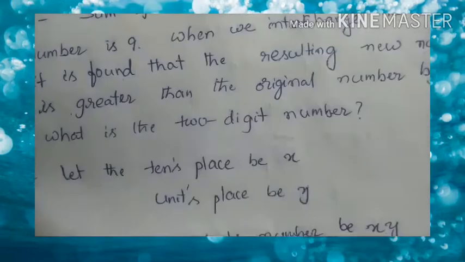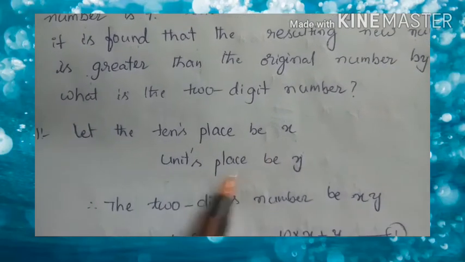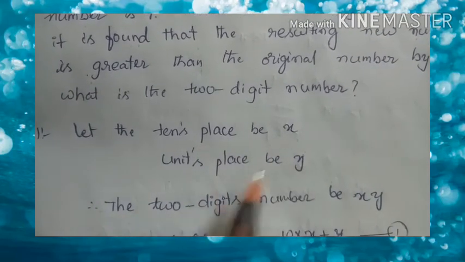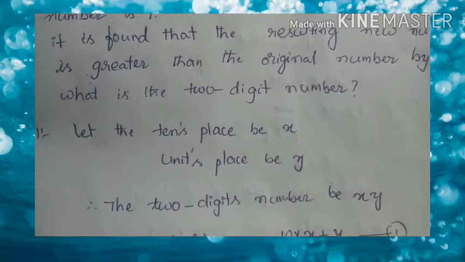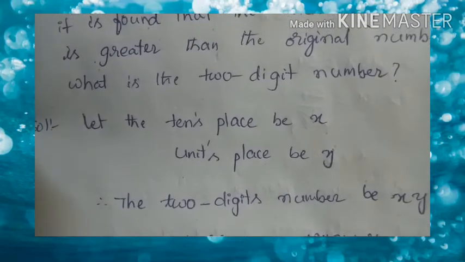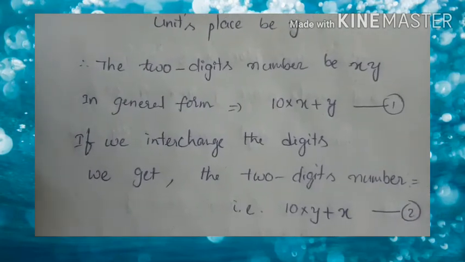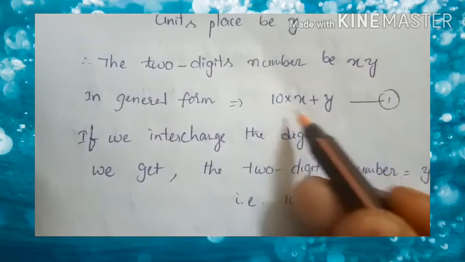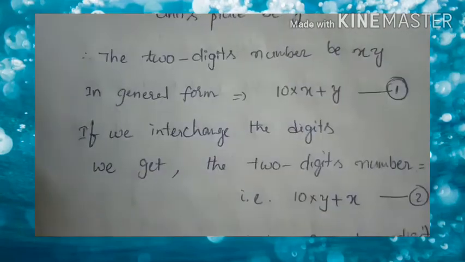Okay, let's see. Let the tens place be x, unit place be y. How can you write the 2-digit number? This is tens place, so x, unit place y. So the 2-digit number is xy. In general way, how can you write this one? Yes, 10 into x plus y. Consider this is expression 1.